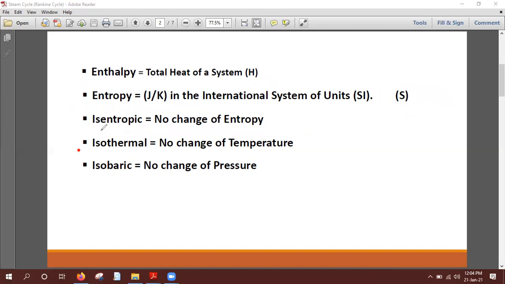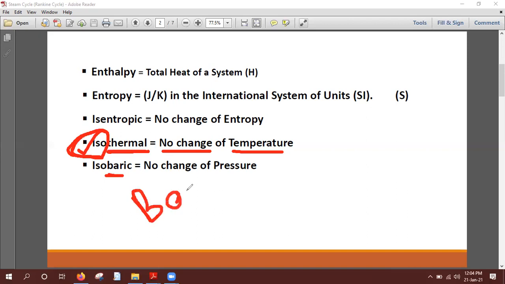Then you can see isothermal. Thermal is related to temperature, and "iso" means constant, that means no change. So you can see it is no change of temperature. Okay, so isothermal. Similarly, isobaric. We all know bar is the unit of pressure.